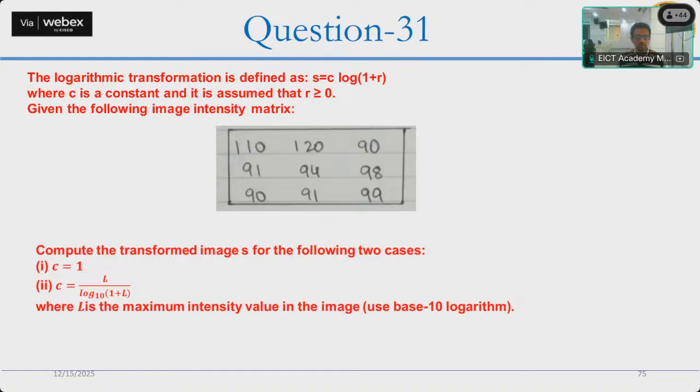So this is logarithmic transformation, which we will see. Now, after question 30, we will go to our content part, the theory part.